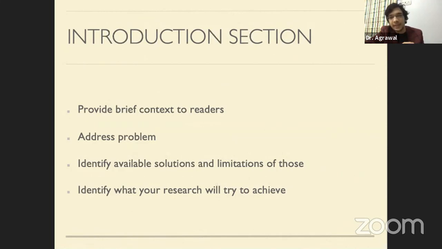Okay, and in the end, in 2 or 3 lines, just identify your aims and objectives. Just a small 2-3 line aims and objectives. So therefore, we are trying to determine why DDH cases are being missed in India, or something along those lines. Okay.